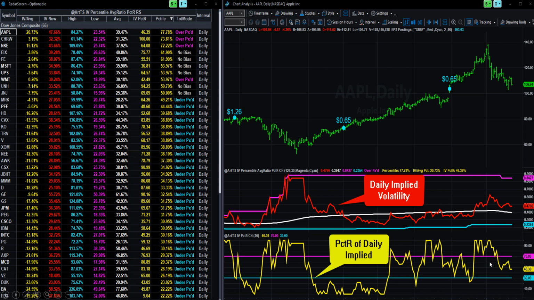And so again, we're looking for the percent R, whether it's overbought or oversold, just like we would if it was looking at the prices. But this is telling us whether it's overbought or oversold of the implied volatility for the options for Apple. That's the concept here.